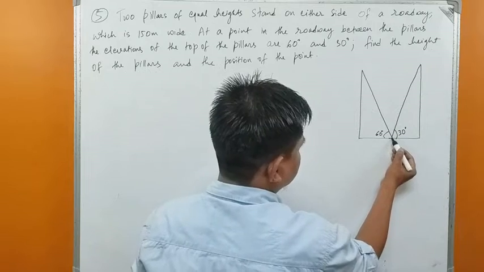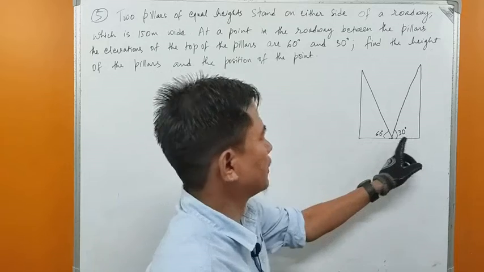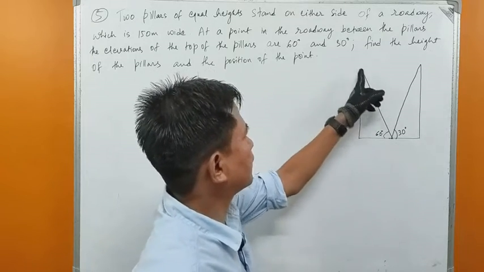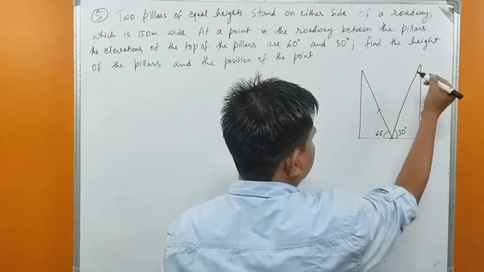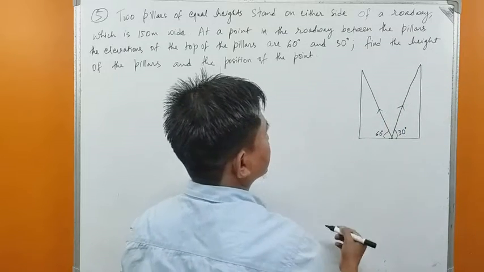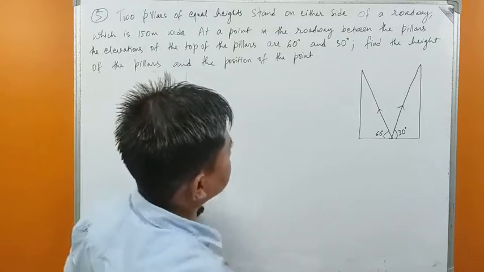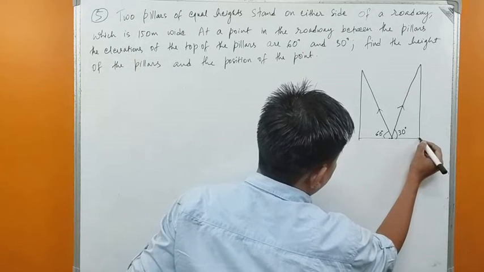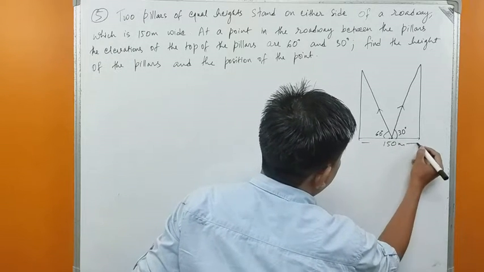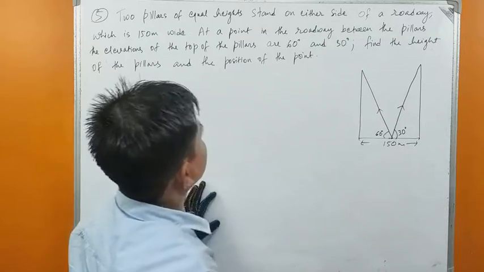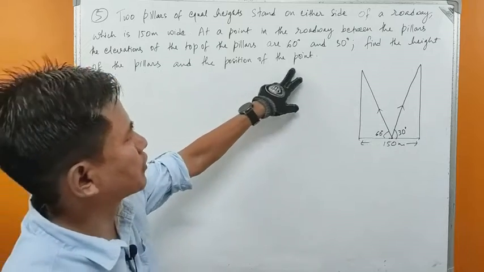From this point, not exactly at the middle of the road but somewhere in between the two pillars, when observed the first pillar, the angle of elevation is 60 degrees. When observed the top of the second pillar, the angle of elevation is 30 degrees. The width of the road, the distance between the two pillars, is 150 meters. We are asked to find the height of the pillars and the position of the point.